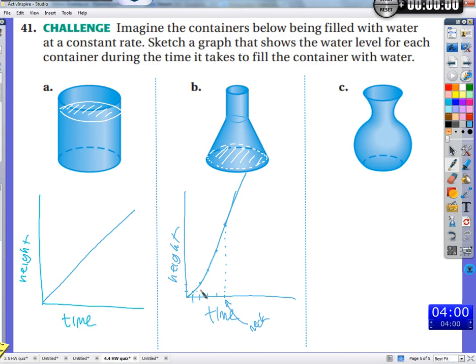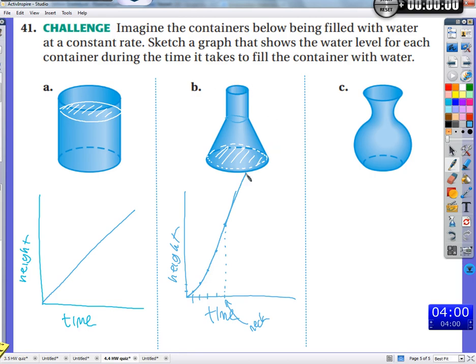Here, is the height changing quickly or slowly compared to the rest of the graph? Height changing quickly or slowly here? Quickly. Right here? Oh, slowly. Slowly, right here. So we can look at the container itself.